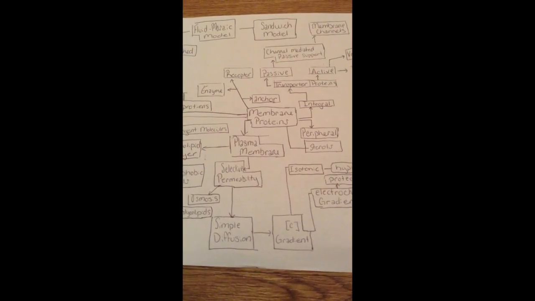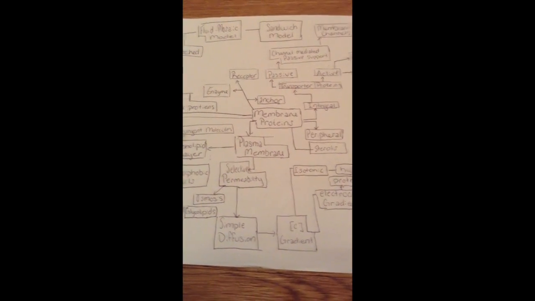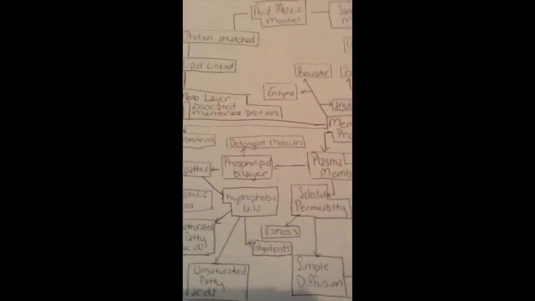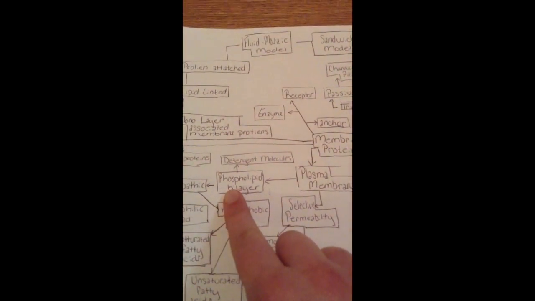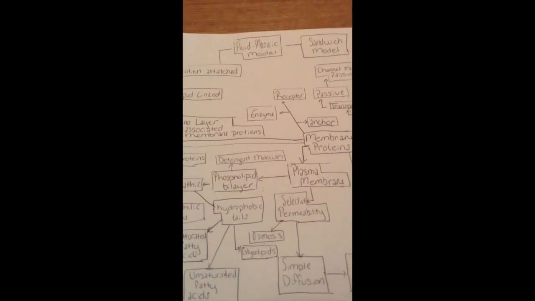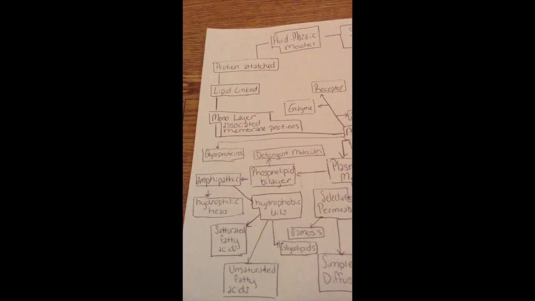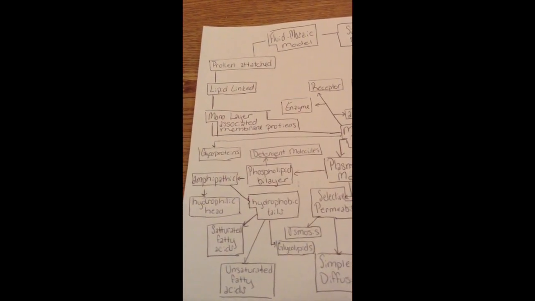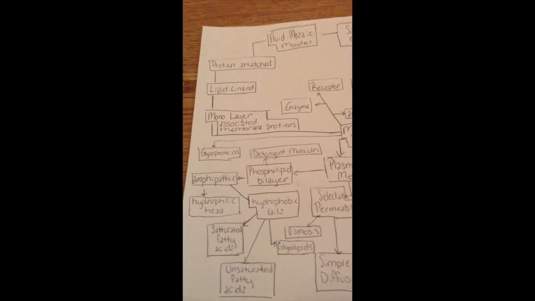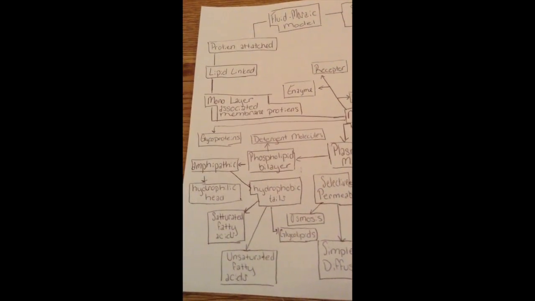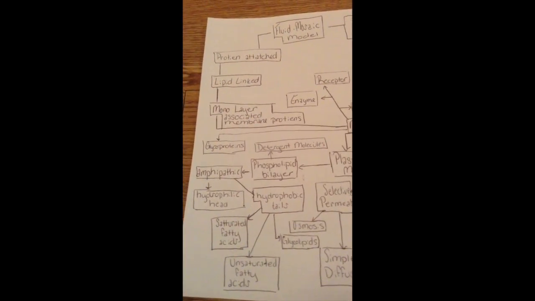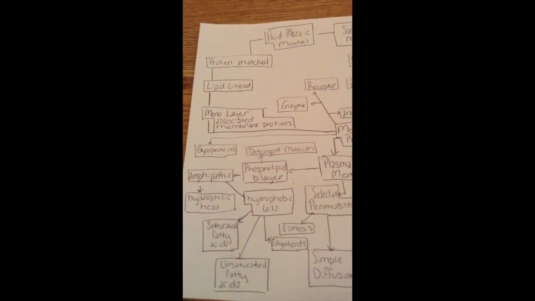It is on every cell, and it is made up by a phospholipid bilayer, which is right here. And the phospholipid bilayer is made up of amphipathic molecules. It's double layered, and they have hydrophilic heads and hydrophobic tails. Hydrophilic is water loving and hydrophobic is water repelling.